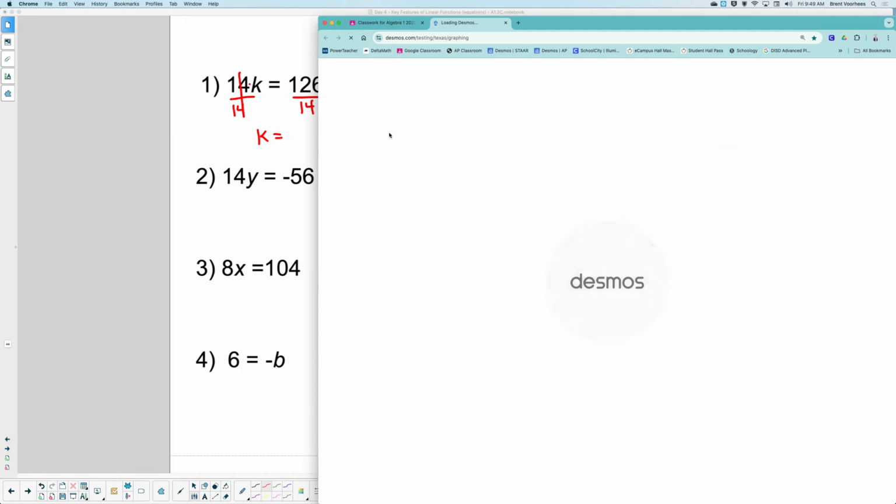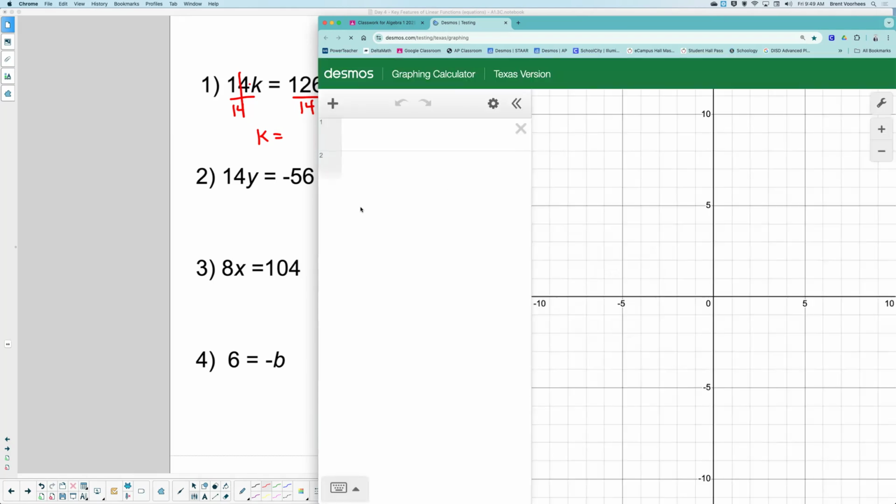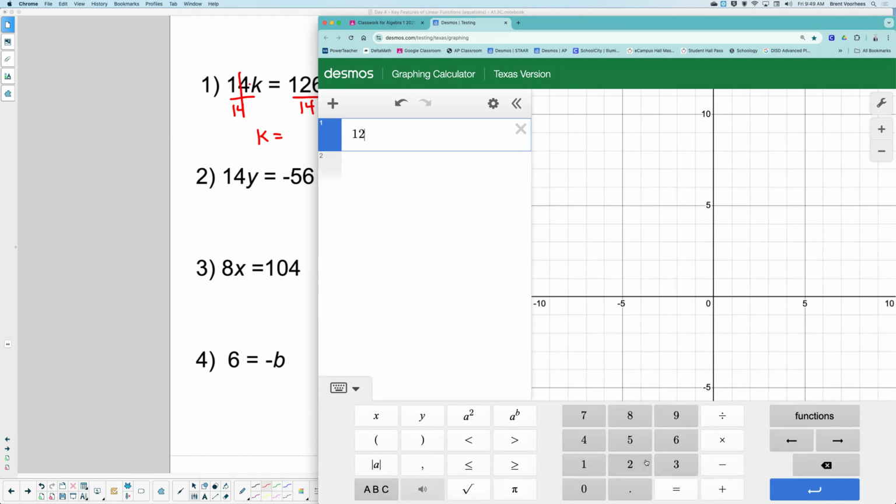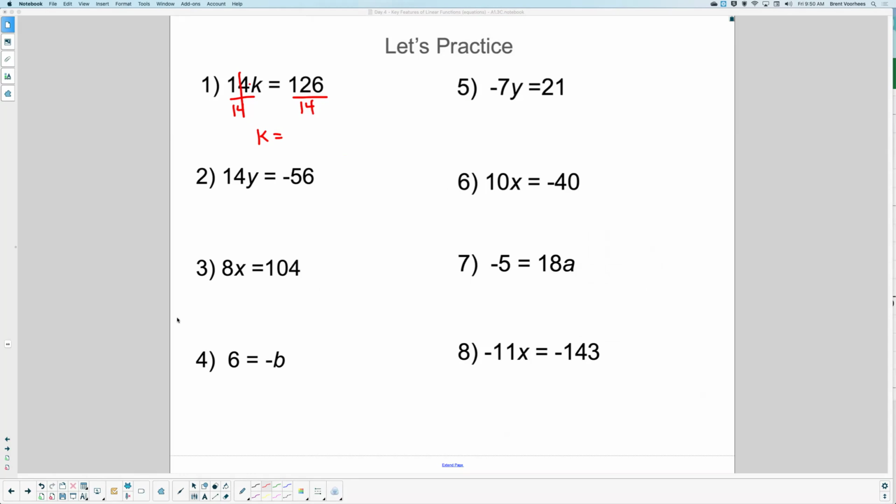126 divided by 14. What did you get when you typed that into your calculator? I'm waiting on mine to load. 126 divided by 14. Here we go. 126 divided by 14. What'd you get? You get 9 like me? That's the answer. The answer is 9, okay? So our first answer is 9 here.